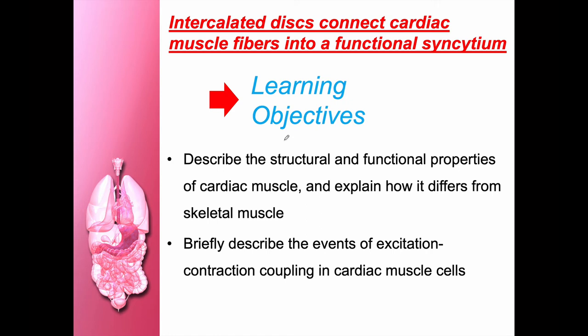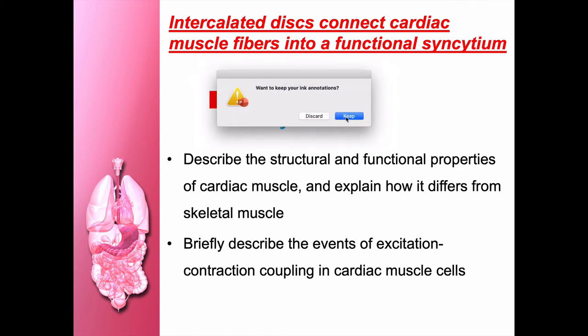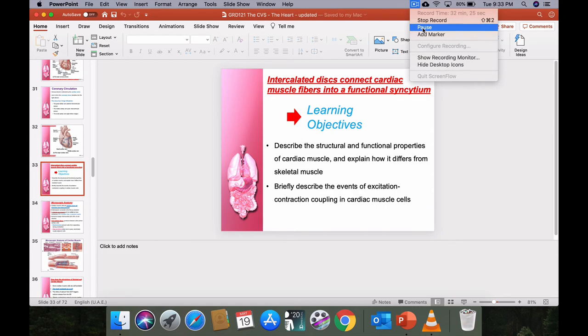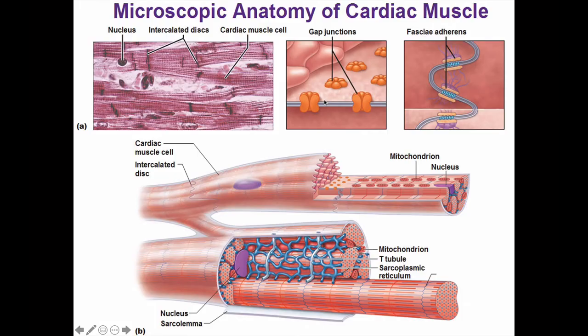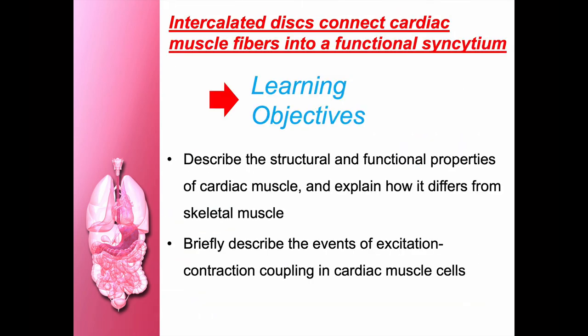Okay, now coming to the microscopic structure of the heart. You know, this heart muscle is something special. We cannot say it is skeletal muscle, we cannot say it is smooth muscle, and we cannot say it is not a muscle. It is a muscle, a special type, because this heart muscle has a lot of specialities.